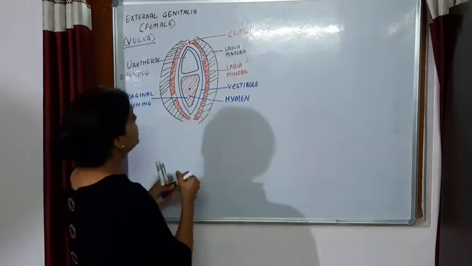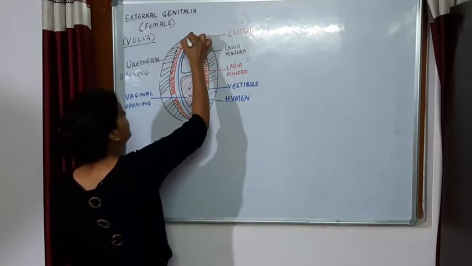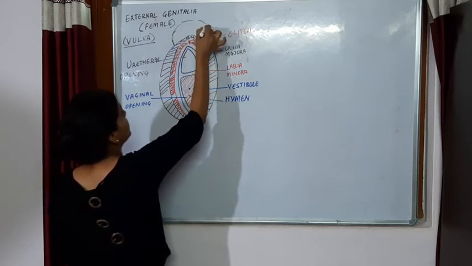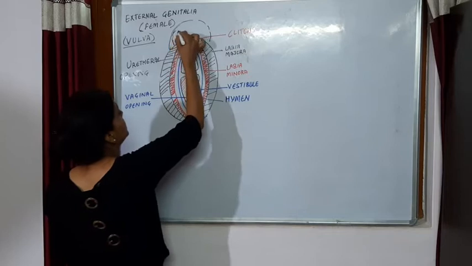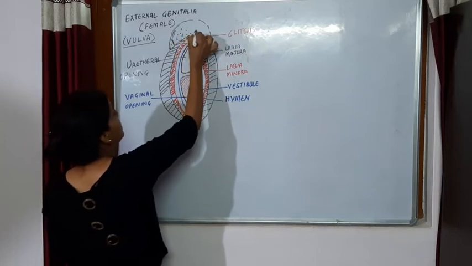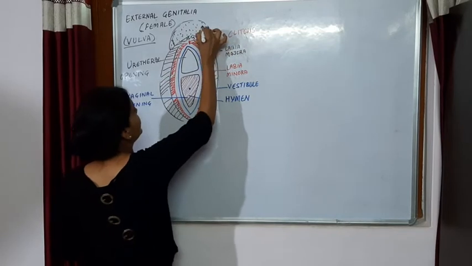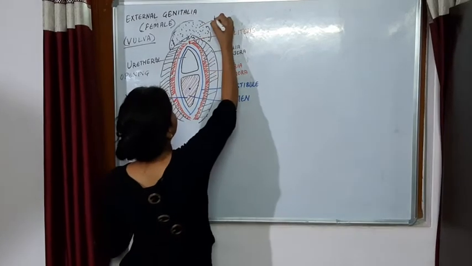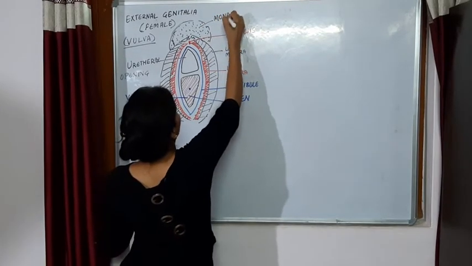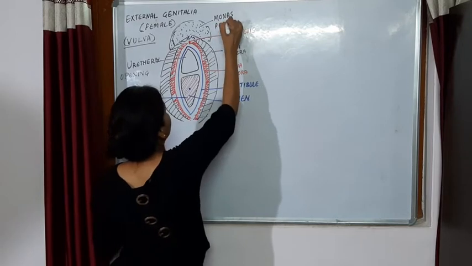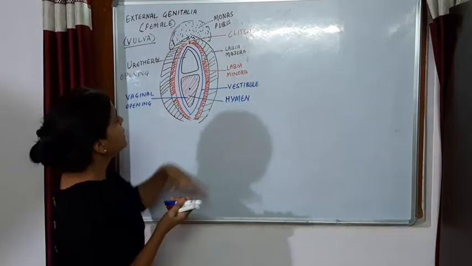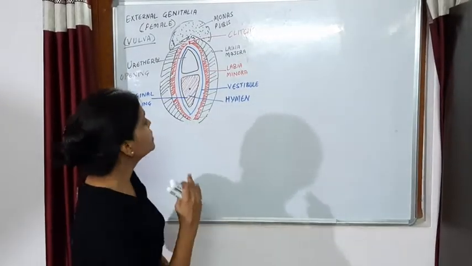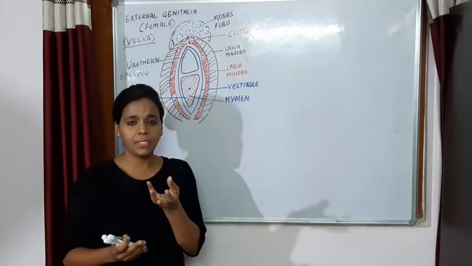Now, this was the labia majora, outermost, right? Over the labia majora, this very portion, in the black dotted one, is called the mons pubis, right? So what is this? This is the mons pubis. It is made up of fatty tissue, right? And it is going to have pubic hairs on it.